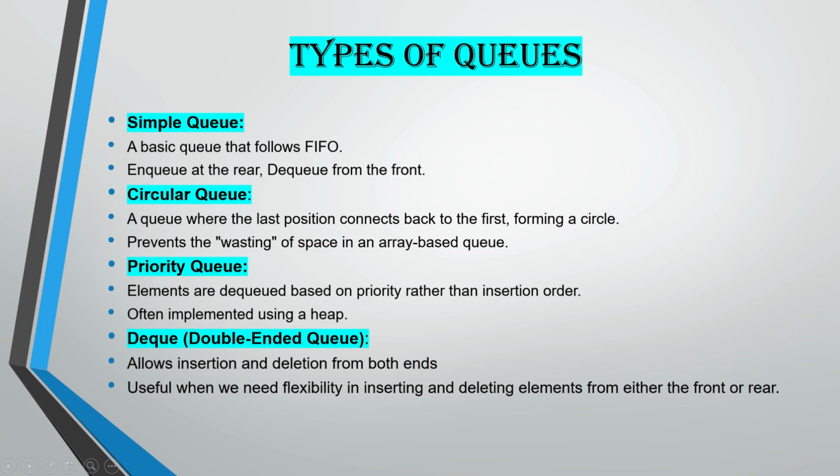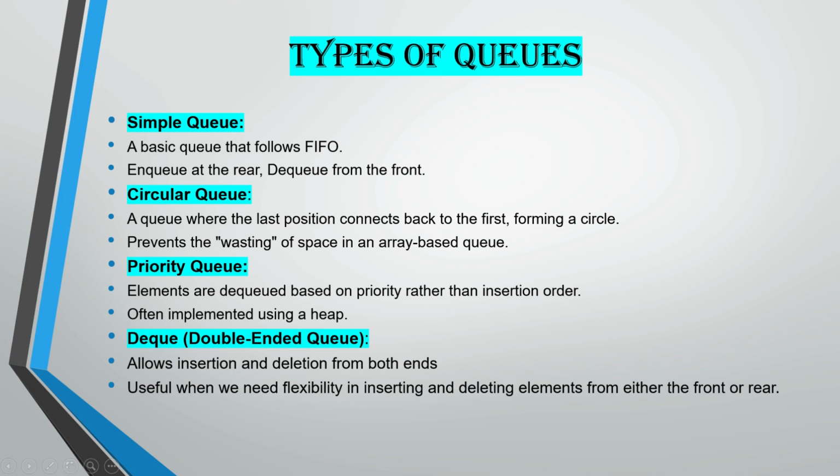Different types of queues in data structures. A simple queue follows the first-in, first-out principle, or FIFO. Here, elements are added at the rear and removed from the front, following a straightforward order. Next, we have the circular queue. This type of queue connects the last position back to the first, forming a circle. It prevents the wasted space seen in traditional queues by reusing memory efficiently.